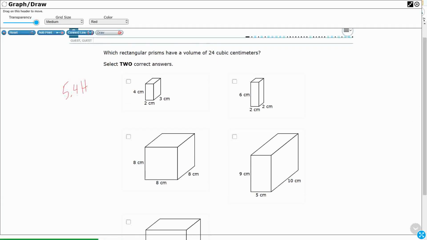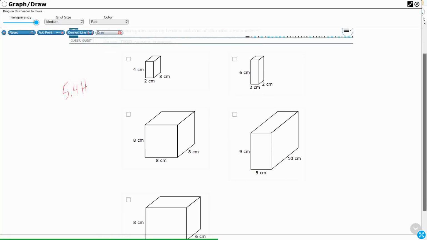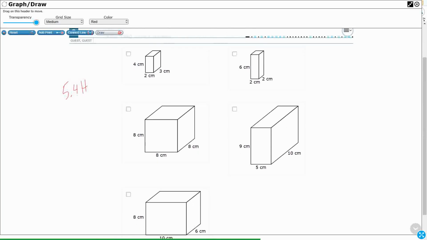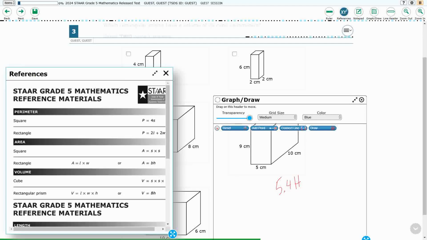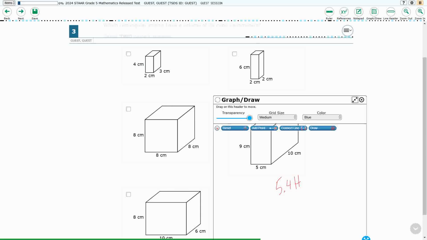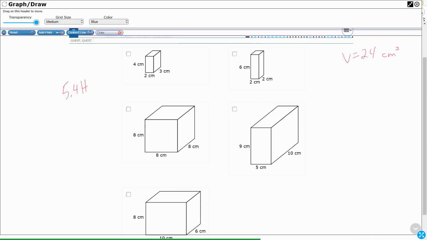We need a rectangular prism with volume of 24 cubic centimeters. All right, so I'm just going to put V equals 24 centimeters. That little 3 means cubed. Remember, our volume, if we get stuck, is going to be right here. Volume is going to be length times width times height, or base times height. It looks like they're giving us 3 dimensions, so we can do length times width times height. So let's say volume equals length times width times height.